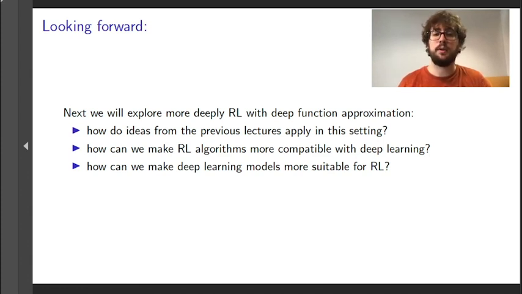So in the next section, we'll actually now delve into what are the challenges of deep RL, how we can make the reinforcement learning part aware of our specific choice of function approximation, and also vice versa, how we can make our deep networks more suitable for RL by understanding the unique properties of updating the parameters with a reinforcement learning objective.